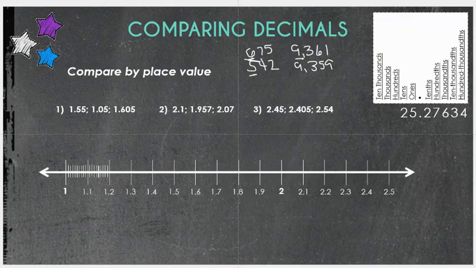We have to compare. 9 and 9 are the same. 3 and 3 are the same. 6 and 5, okay, here they're different. This number is larger. We're going to do the same thing when comparing decimals. But there are a few things that we need to watch out for.